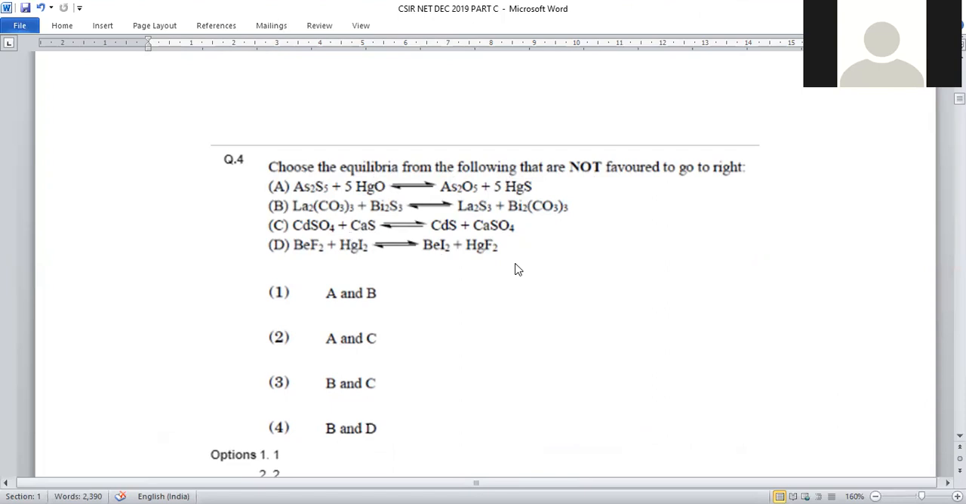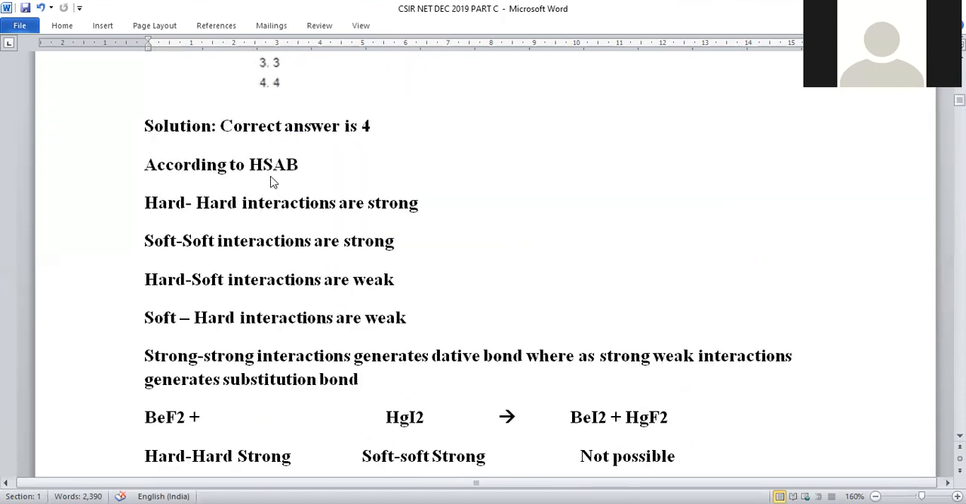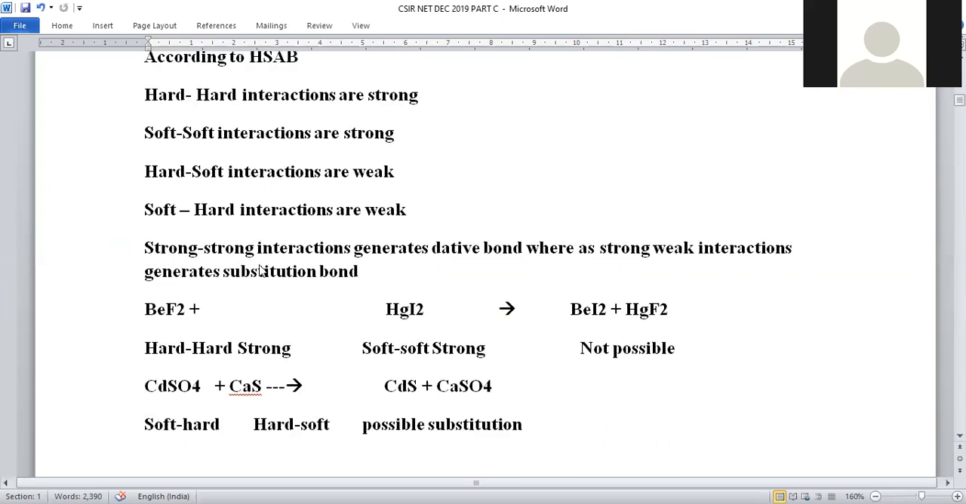In order to get this relationship, we have to choose HSAB. HSAB stands for the hard, soft, acid and base concept. In accordance with HSAB, when hard acid, hard base interactions are there, strong bond formation is possible. Soft-soft interactions, when present, are also strong in nature. Whereas hard-soft interactions are weak, and soft-hard interactions are also weak. In this way, the HSAB principle is used to predict strong and weak interactions among the atoms which are combining. And one more statement is that strong-strong interactions always generate a dative bond, whereas strong-weak interactions always generate a substitution kind of reaction, right?